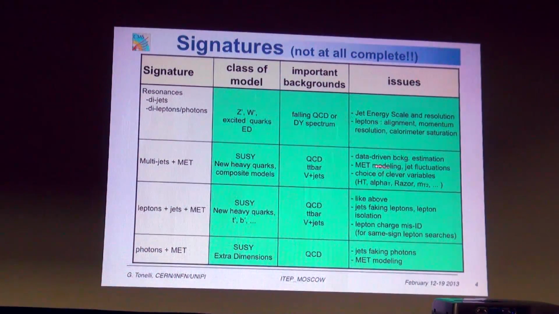Issues and problems in this area mostly are basically that you cannot rely on Monte Carlo to understand the background. You have to use data-driven methods to understand the background. That means you use the data enriched in background component to understand the background, simulate correctly, maybe tune the Monte Carlo, and then use it to extrapolate in the similar region. It is very important to model the missing ET because you use it as a key component.